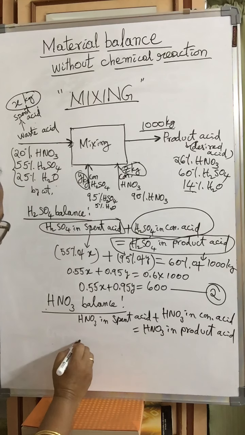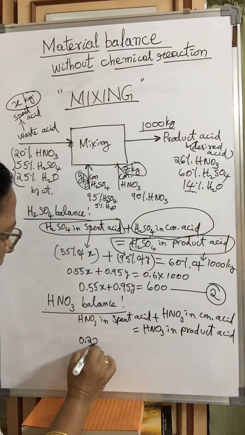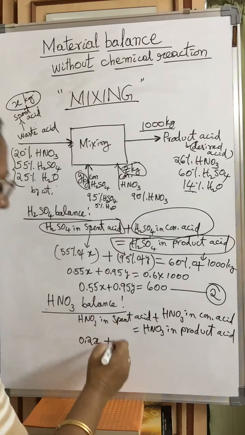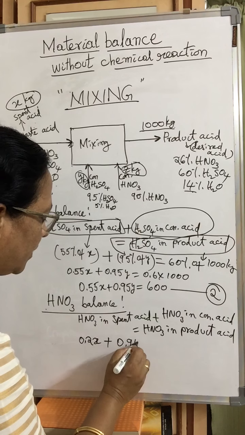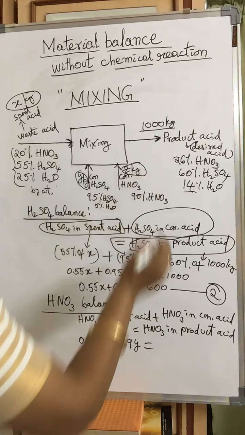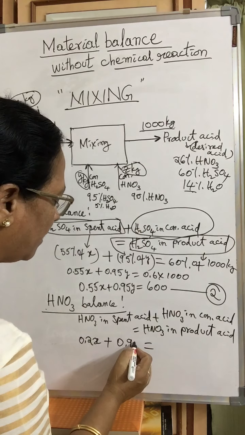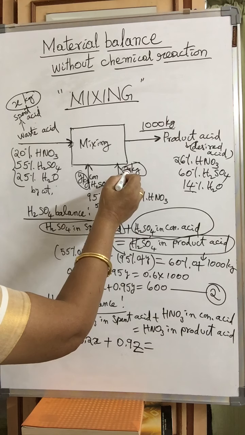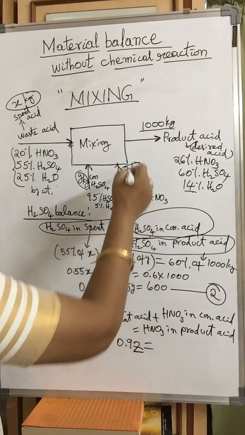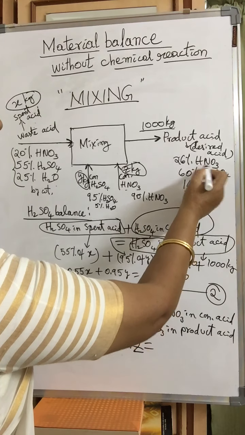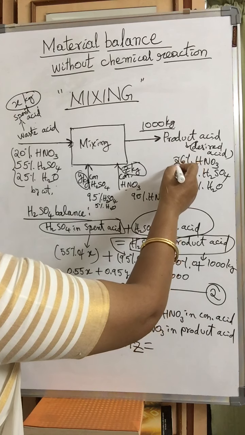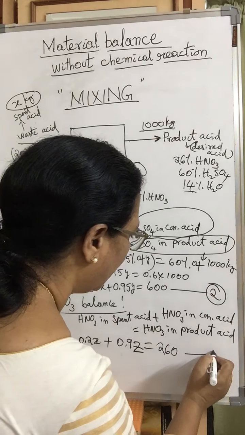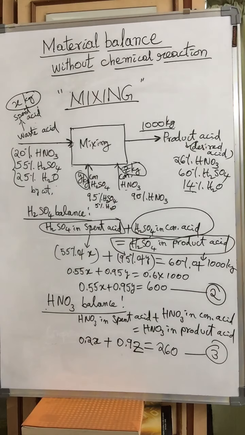The HNO3 percentage in spent acid is 20%. So you can write now 0.2x plus HNO3 in concentrated acid, that is 90%, so 0.9 into z, not y, z. The total weight of concentrated HNO3 is z kg. So 0.9 into z is equal to HNO3 26%, so 0.26 into 1000, that is 260. Let it be equation 3.